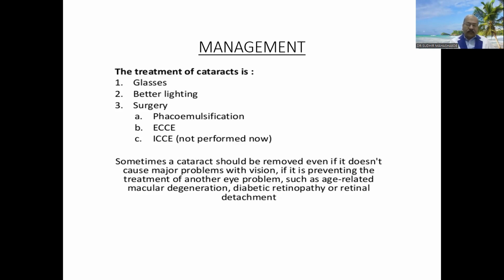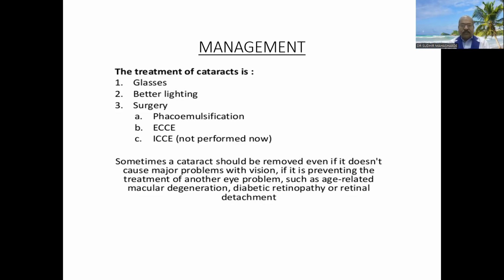There are different techniques of cataract surgery. Phacoemulsification is the most modern technique. Extracapsular cataract extraction is another technique. And intracapsular cataract extraction was a technique, but it is not performed as a routine now. Very rarely, for a dislocated lens, etc., we may use this technique, but otherwise we go ahead with either phacoemulsification or small incision cataract surgery, a manual SICS.